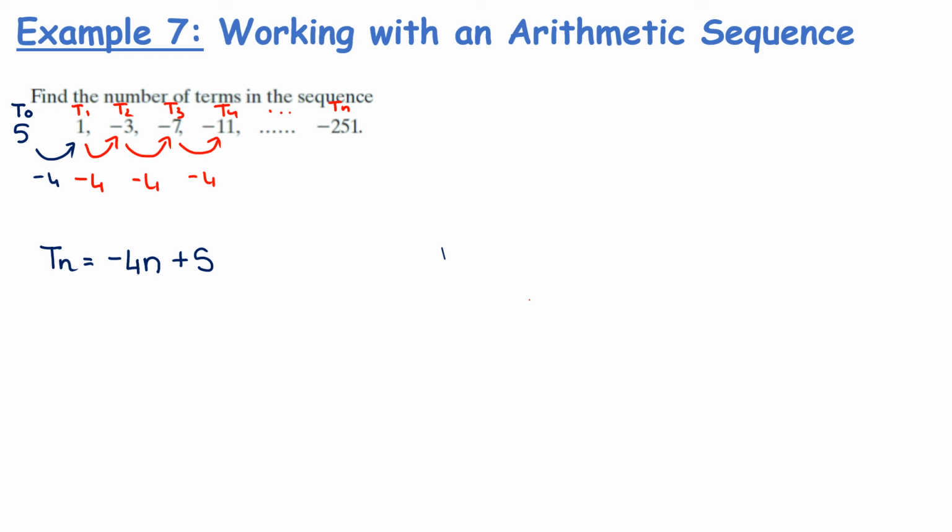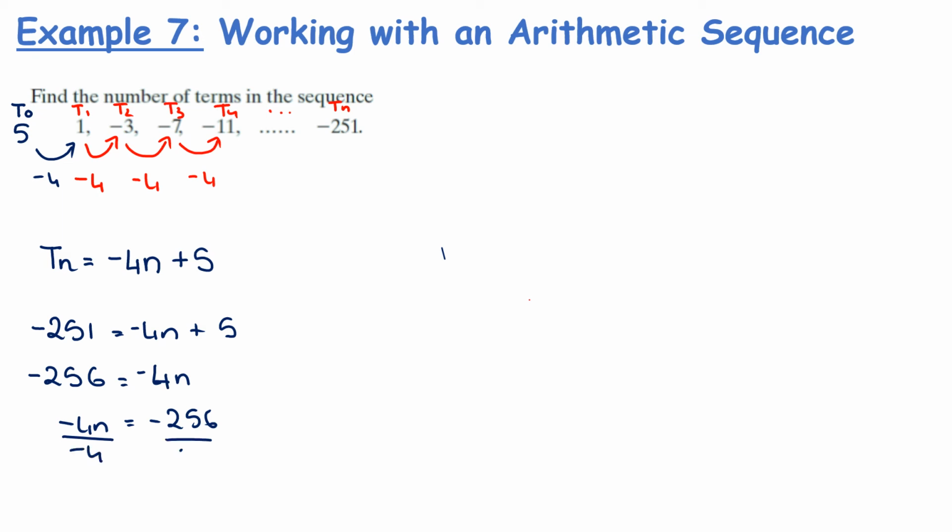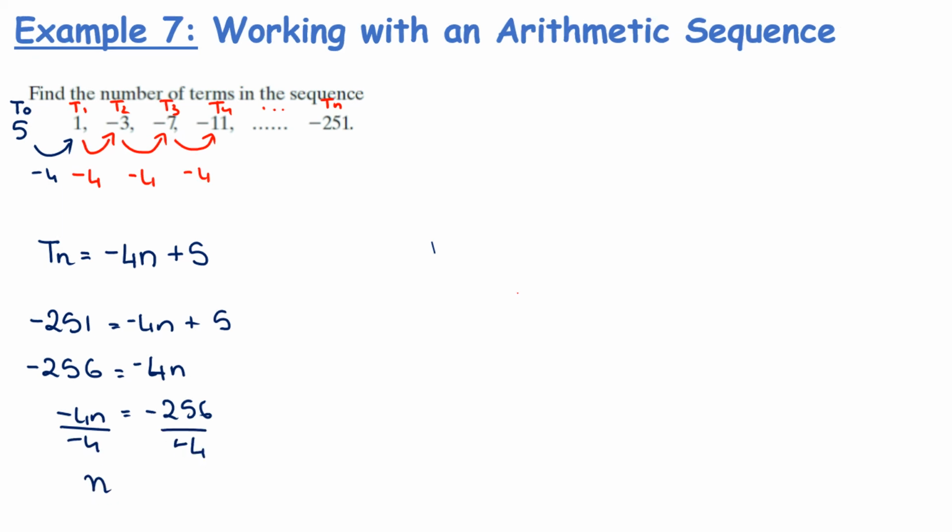So now I'm going to ask, well, if my Tn is minus 251, what is the value for n? So I'm going to take away 5 from both sides. So minus 256 is, oh, I dropped my minus, a minus 4n. We would have figured that out very quickly because n cannot be negative. Minus 256. Divide both sides by minus 4. And that gives us n equals 64. So therefore, there are 64 terms in that sequence.